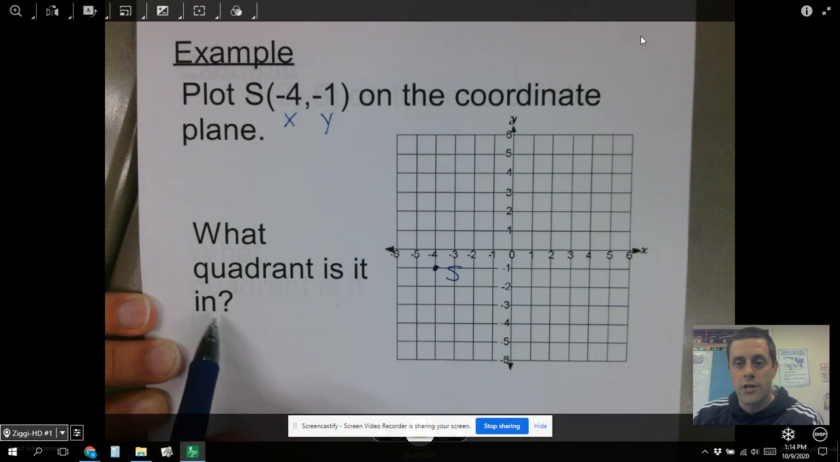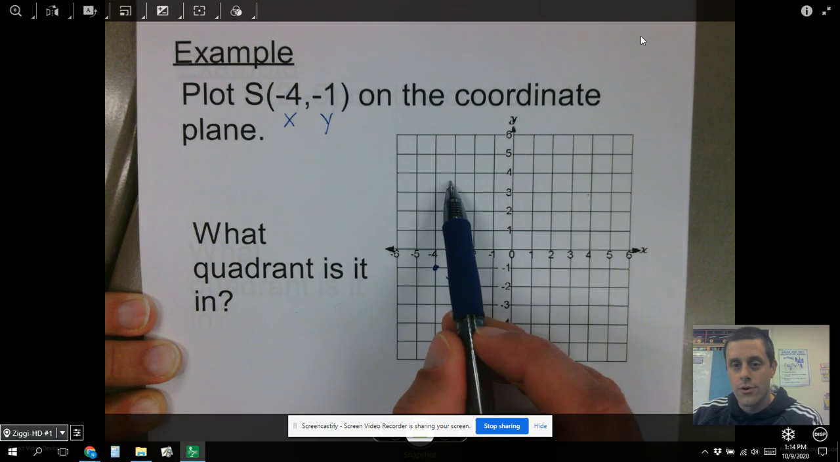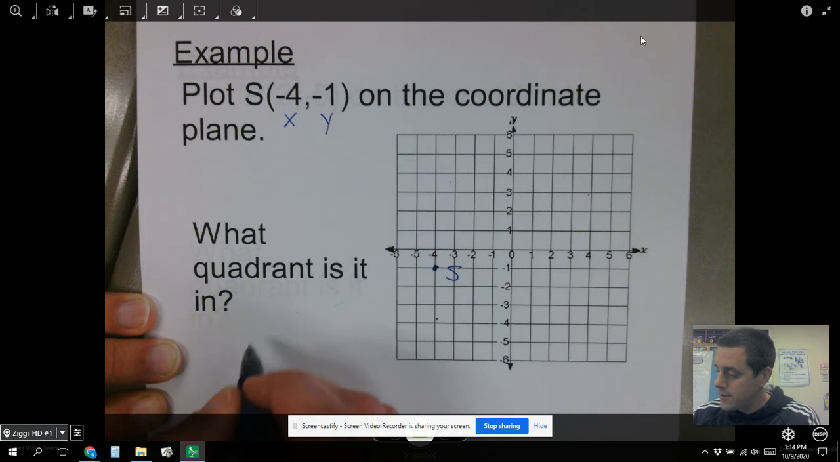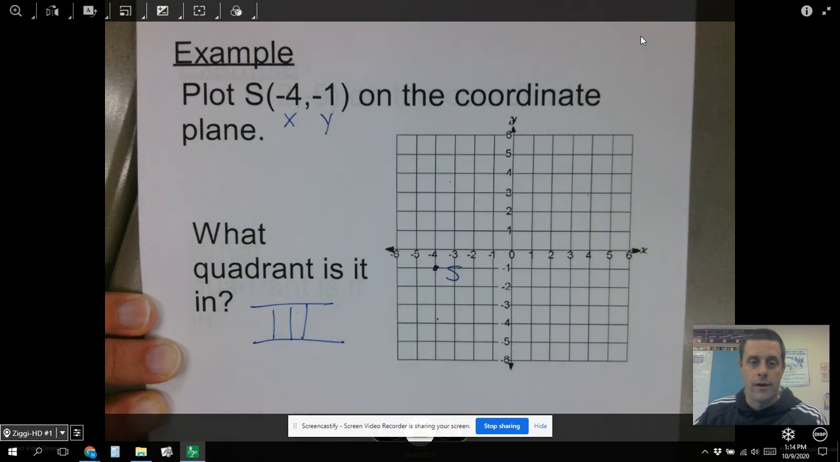Here's our point. We can label it point S. And now finally, what quadrant is it in? 1, 2, 3. S is in quadrant 3.